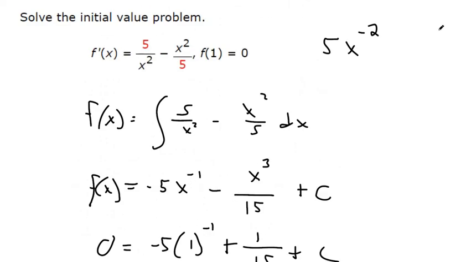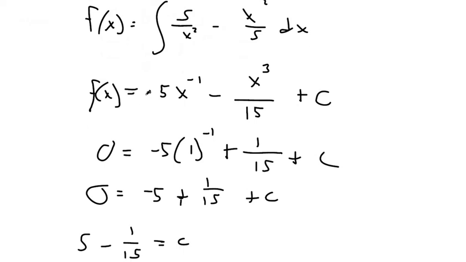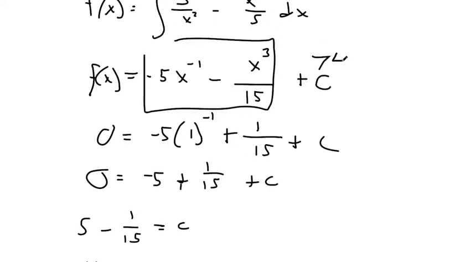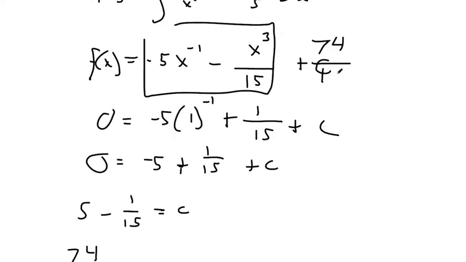So putting that all together, our f of x is all this stuff. And then we just found out that c is equal to plus 74 over 15. So that's what you'd enter for an answer, all this stuff.